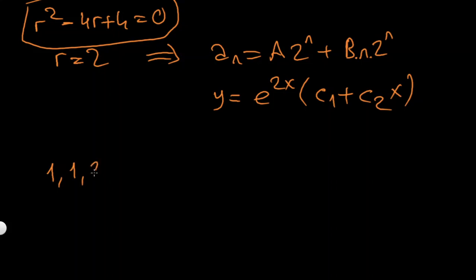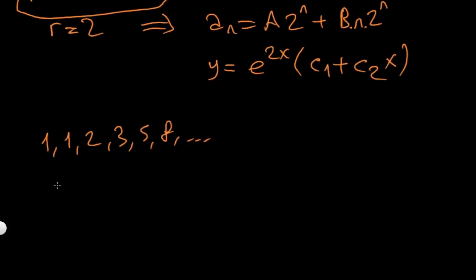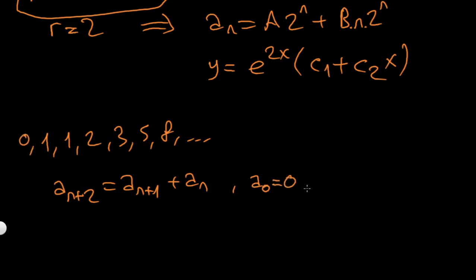Imagine we have 1, 1, 2, 3, 5, 8, and it's going on like this. This is the Fibonacci sequence, and it's defined as a_{n+2} equal to a_{n+1} plus a_n. So I'm just adding two previous terms to get the next term. And I can say, let's say a0 is equal to 0. Let's start it with 0. It doesn't matter. And a1 is equal to 1.